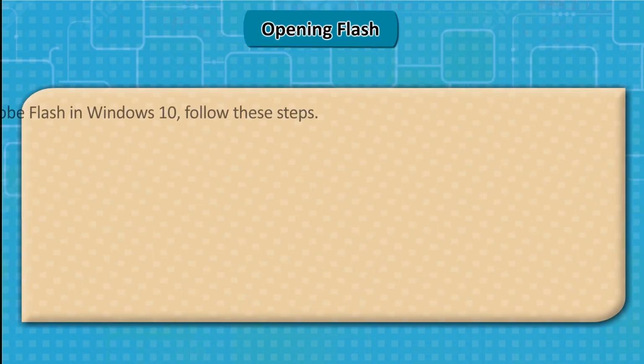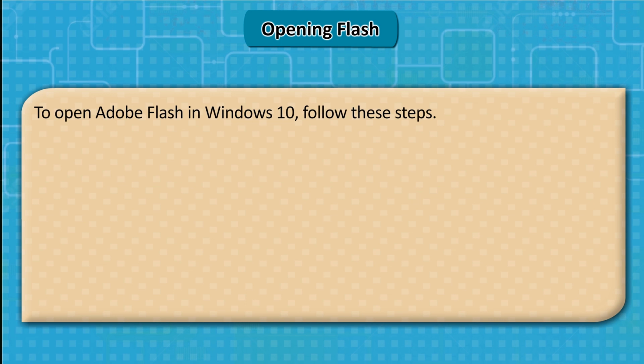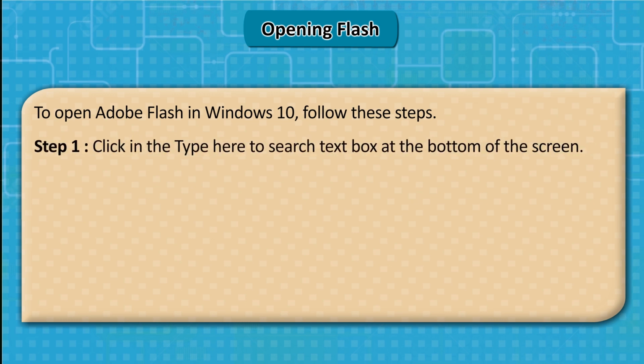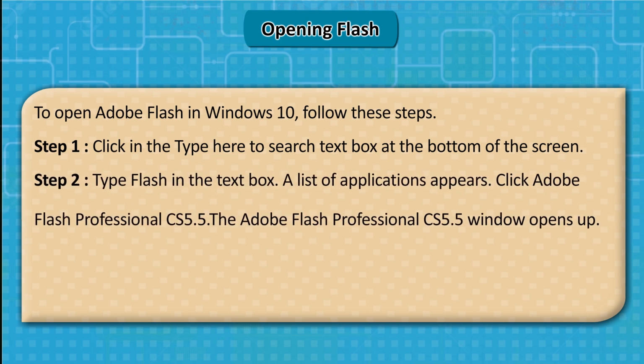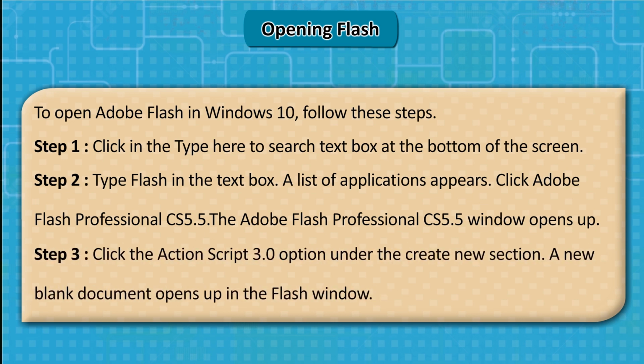Opening Flash. To open Adobe Flash in Windows 10, follow these steps. Step 1. Click in the Type Here to search text box at the bottom of the screen. Step 2. Type Flash in the text box. A list of applications appears. Click Adobe Flash Professional CS 5.5. The Adobe Flash Professional CS 5.5 window opens up. Step 3. Click the ActionScript 3.0 option under the Create New section. A new blank document opens up in the Flash window.